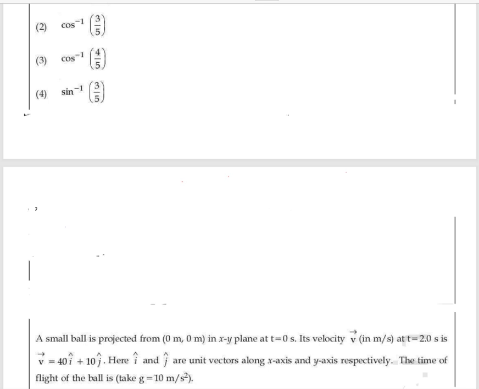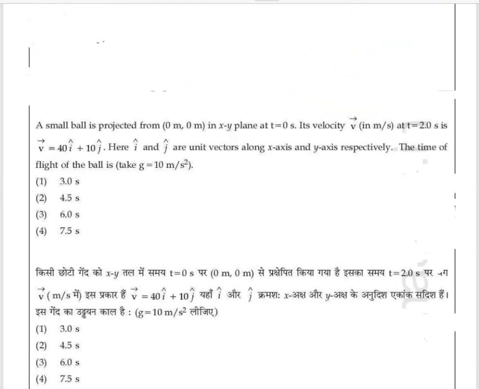Question number 8. This one is your question. Question number 8 is given as: a small ball is projected from 0, 0 in the xy plane at t equal to 0 second. Its velocity v in meter per second at t equal to 2.0 second is given. The velocity in x and y axis is given, and the time of flight of the ball is asked.